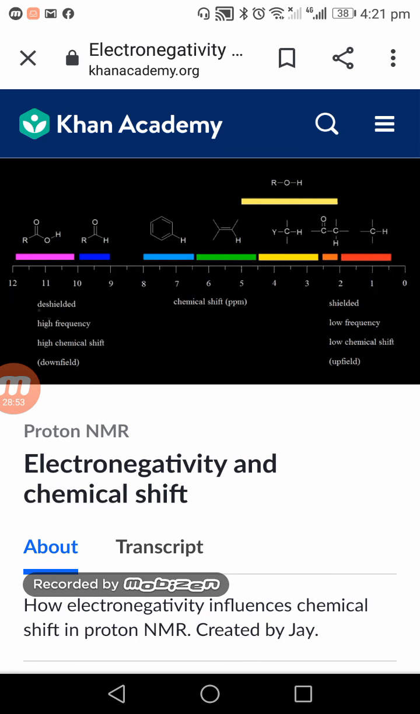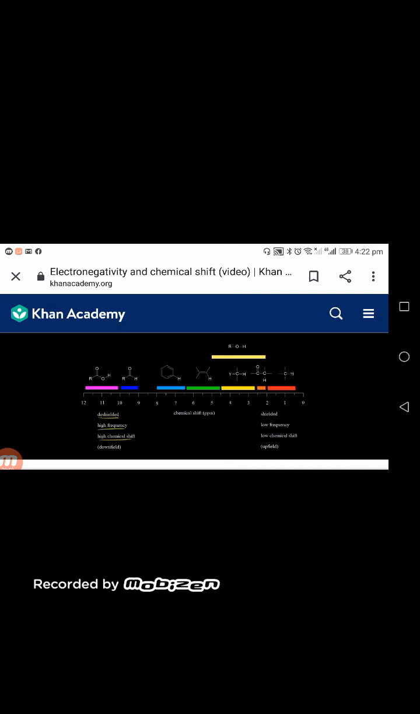Said that if you de-shield a proton, you're going to get a higher frequency signal and therefore a higher chemical shift, and this is called downfield. So the left side of this NMR spectrum, these are more de-shielded protons. Okay, as for this is the chemical shift scale from 0 to 12.